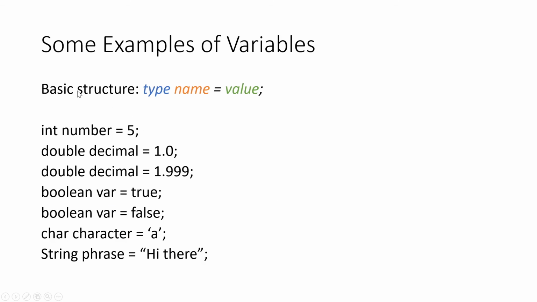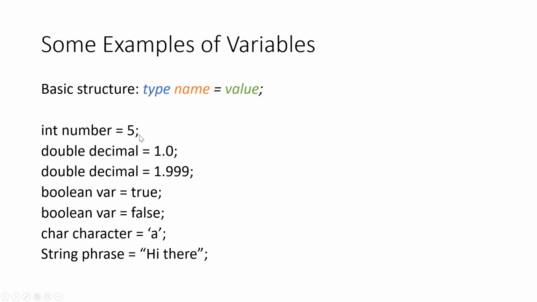This is the basic structure of a variable. You have the type, a space, then the name. You can name the variable anything you want. Then equals, then the value you want to assign to the variable, and then you must end with a semicolon, no matter what. If you don't, the variable is not going to be valid at all. Examples are shown here.